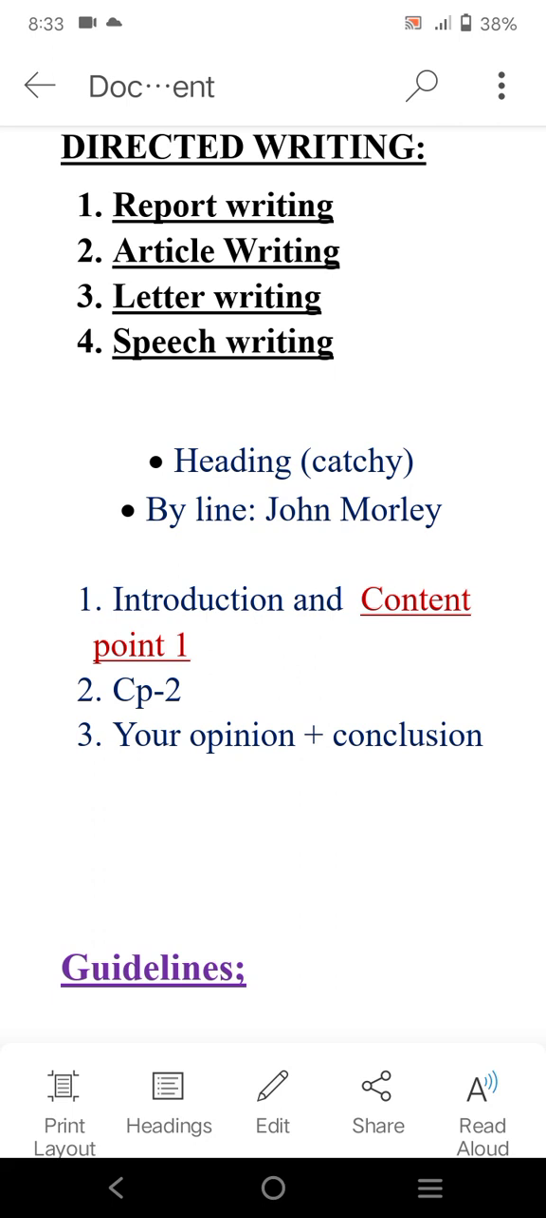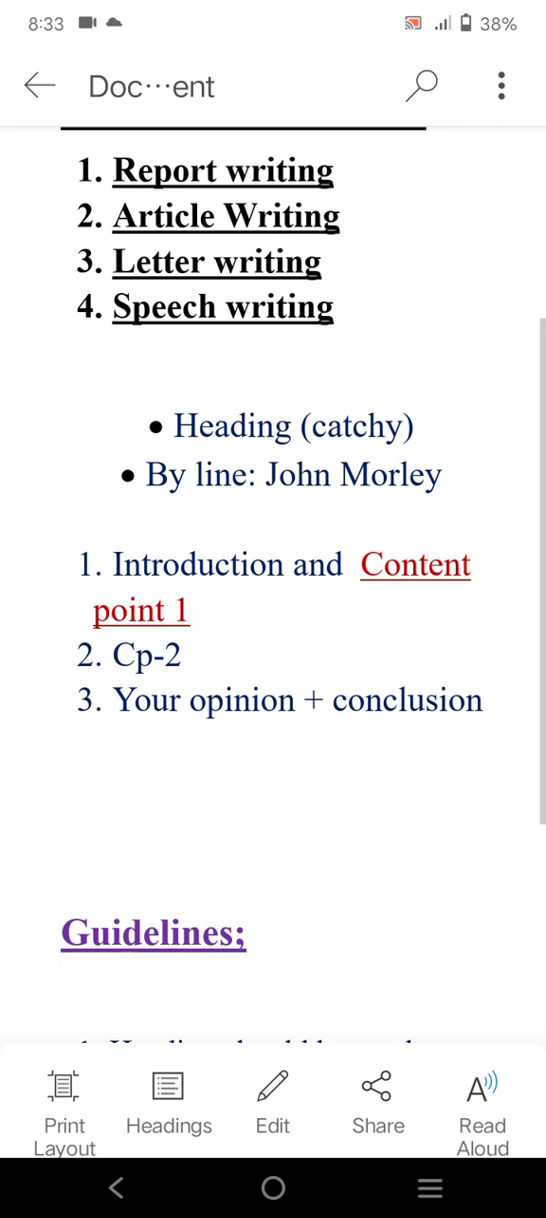Then, after leaving a single line, you begin the second paragraph, and then the third paragraph, which will be your opinion plus conclusion. In your opinion and conclusion, you say what you think about the text, and whether you believe the text is right or good, or wrong.